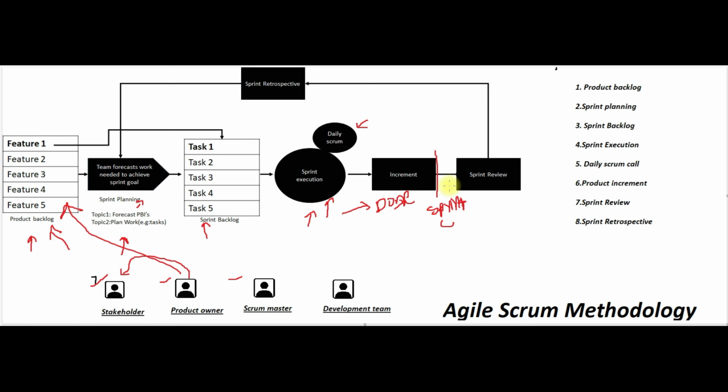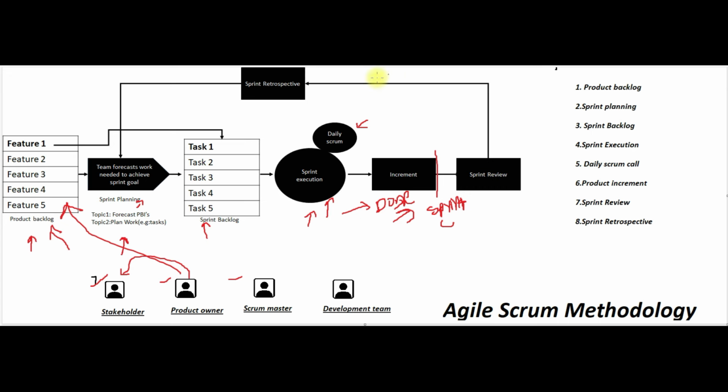The features that have been delivered in the product, the stakeholder will review and give feedback. The product owner and the stakeholder will decide whether we have really achieved the goal or not. And then once the sprint review is done, the maximum sprint review will take 2 hours for each sprint.